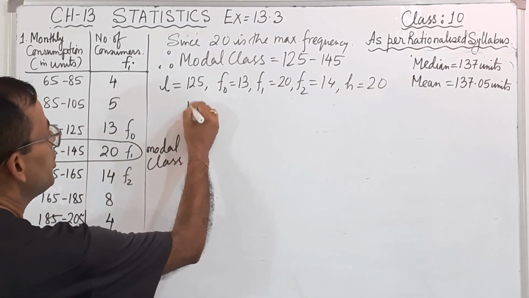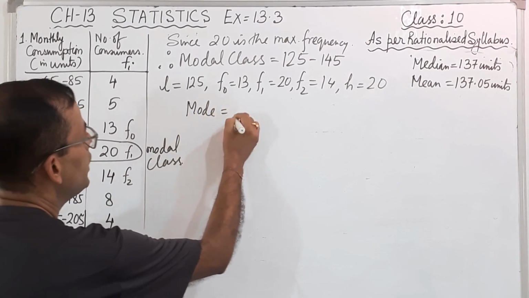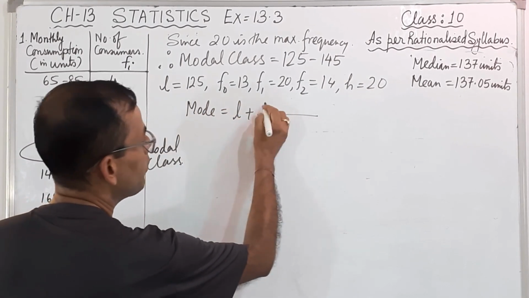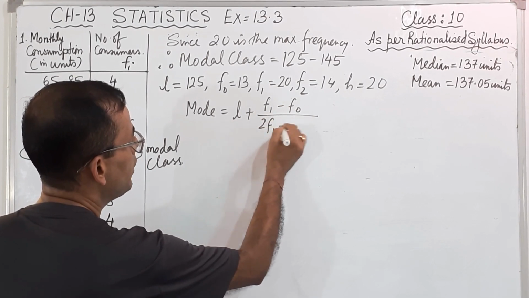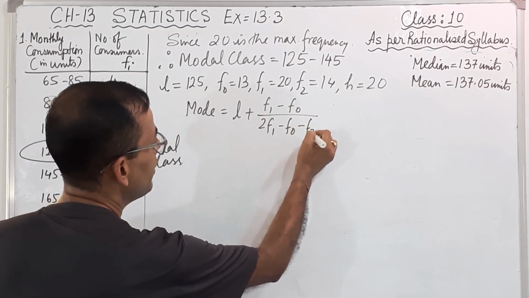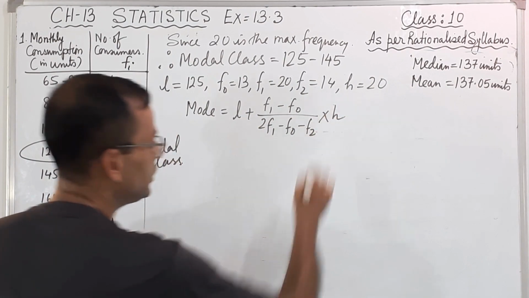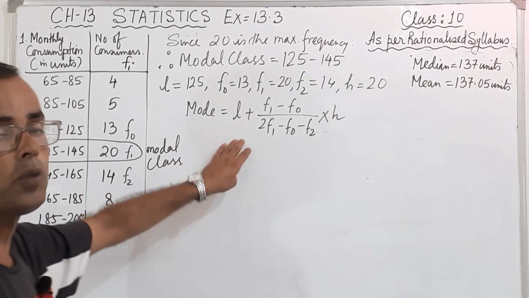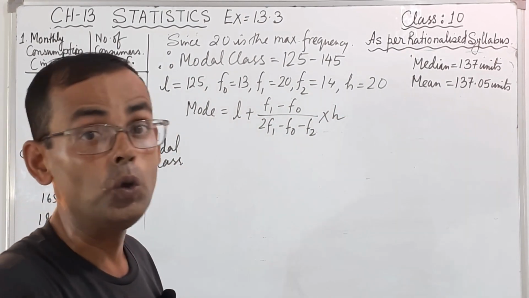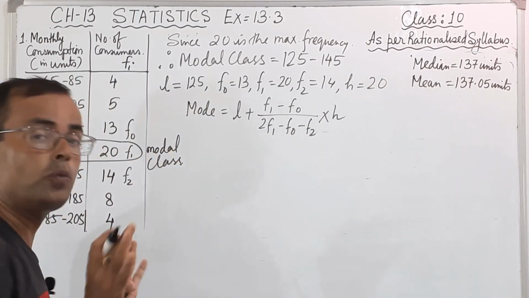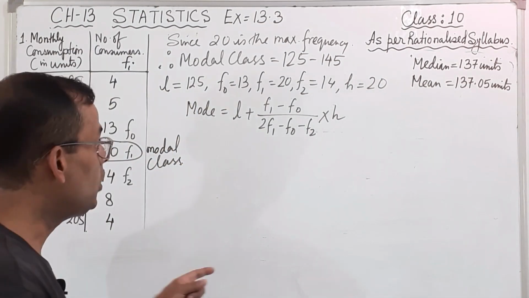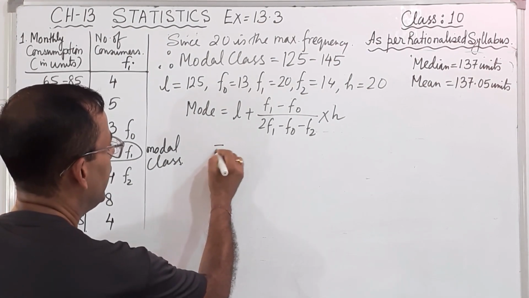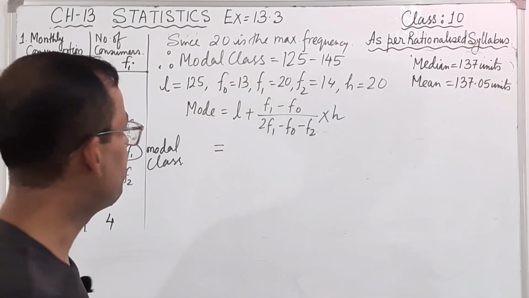Now we will put the formula. Mode equals L plus, F1 minus F0 over 2 F1 minus F0 minus F2, into h. Clear? So this is the formula, and by this time you all know the formula. Yes or no? To know the formula is very important. Now after writing the formula, what will I do? I will put the values.